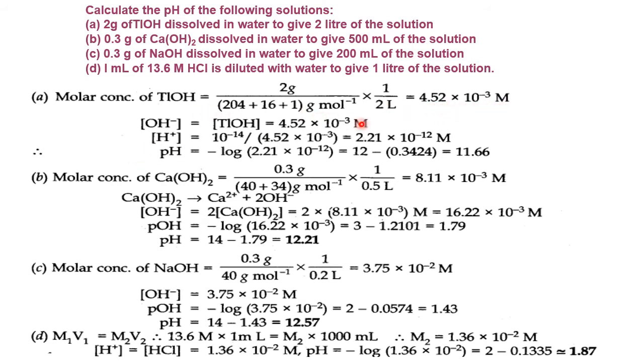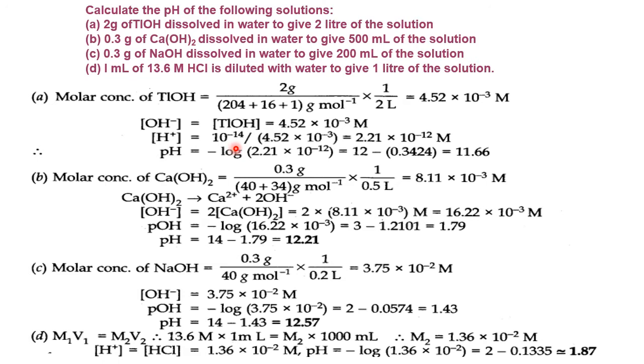Okay. So this is what? Molarity. What is there in the formula? TlOH. So whatever concentration of TlOH is there, the same is there for the OH minus. So this is the OH minus ion concentration. Once you know the OH minus ion concentration, we can calculate the H plus by using the same formula. H plus into OH minus equal to 10 to the power minus 14. So H plus equal to what? 10 to the power minus 14 by OH minus.